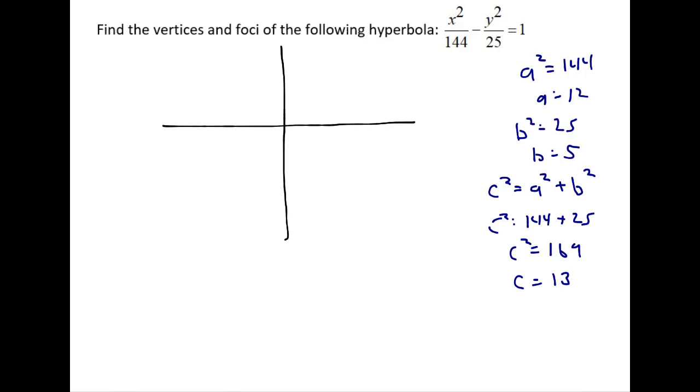Because a is equal to 12, we're going to go 12 units to the right and 12 units to the left. I'm just going to eyeball it here. These are where the vertices are. Once again, these hyperbolas are going to open left to right. Now b represents the other distance. So as we go up and down, we're going to go 5 units up, and I'm just going to eyeball this, 5 units down. So we can see here that we're going to draw this little box. The reason we need the box is because that's going to give us our asymptotes.